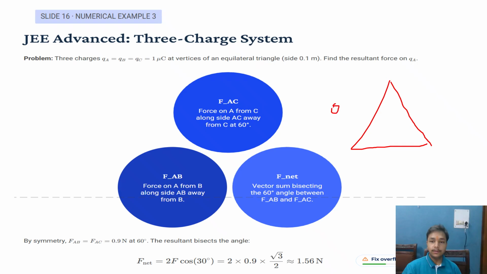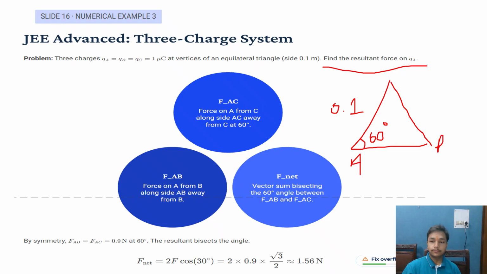Side 0.1 meter. Okay. So we are supposed to find the resultant force on charge A. Suppose F_AC, that is force on charge A from C, alongside AC away from C at 60 degrees. And force on A from B alongside AB from B, and F net, that is the vector sum, bisecting the 60-degree angle between force on A due to B and A due to C.